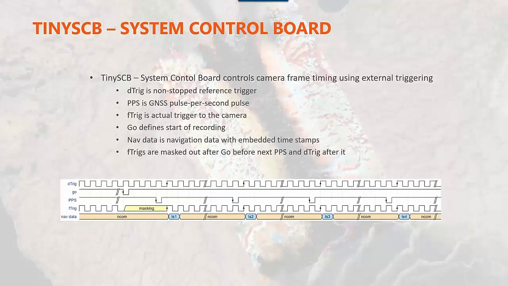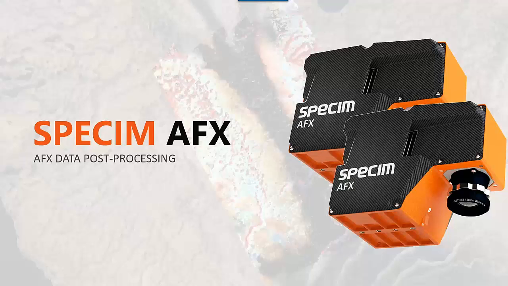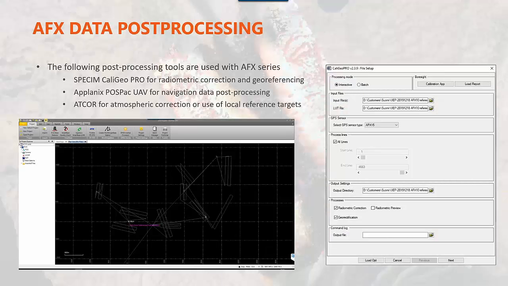We have a system control board called Tiny SCP in the AFX sensor. The SCP board will trigger the AFX camera. It reads the navigation data from the GNSS IMU and receives the PPS pulse, and based on that information it timestamps the image to navigation data and embeds the timestamps into the navigation data stream to be used later on during the post-processing. For the post-processing, we need 3 tools.